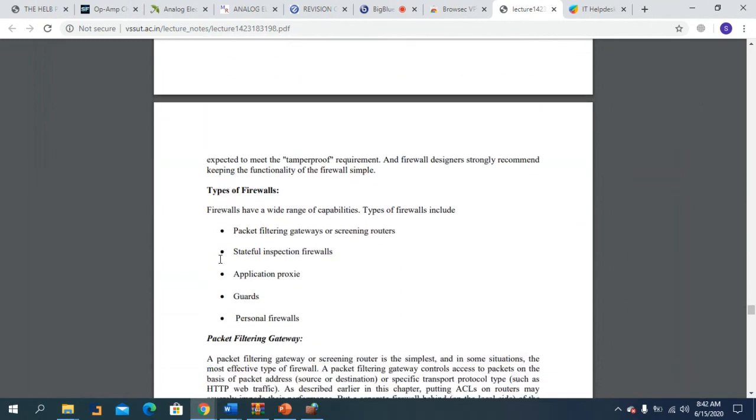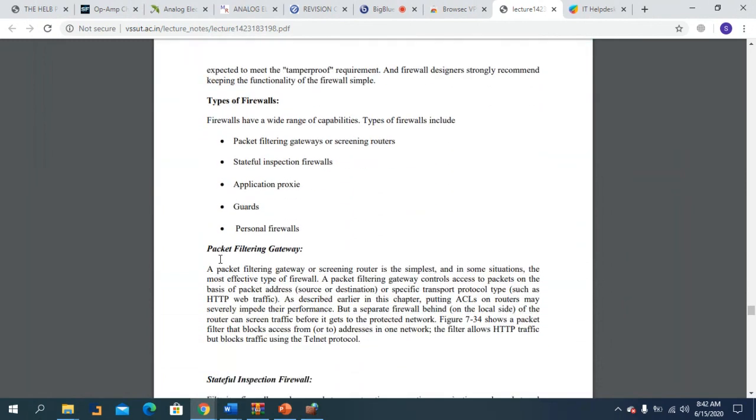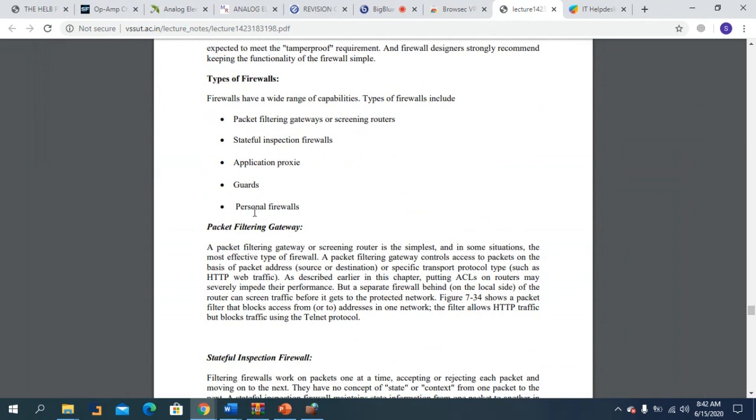I don't want to go deep on these types of firewalls, but among them we have the packet filtering gateways or screening routers, stateful inspection firewalls, and application proxy. Remember, we are using proxy, which is very important. Then we have gateways and personal firewalls. And all these are able to perform some functions in each and every situation that we have.